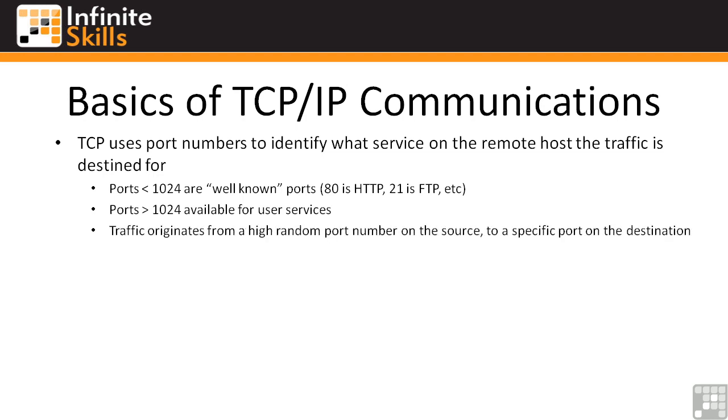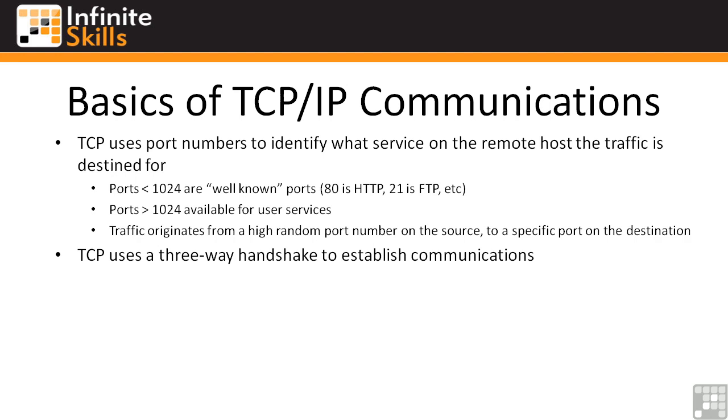Traffic originates from a high random port number on the source machine to a specific port on the destination, i.e. port 80 for HTTP, and so on. TCP uses a three-way handshake to establish communications. I've got a little cheesy graphic down here to give you the basic outline of how it works, and then we'll actually look in Wireshark and see how it looks from a packet level.